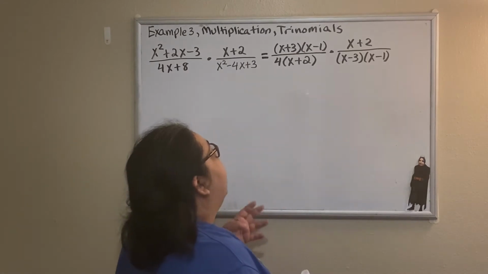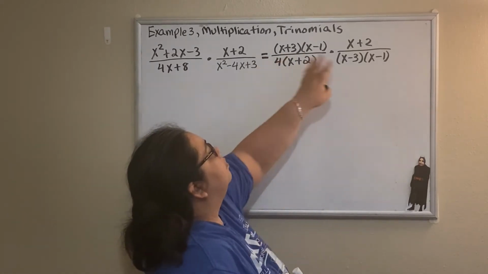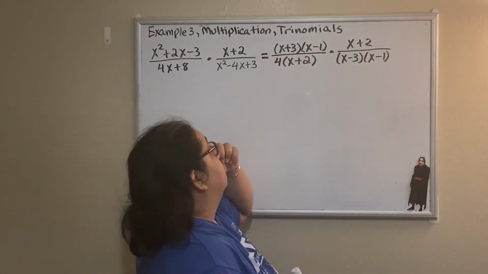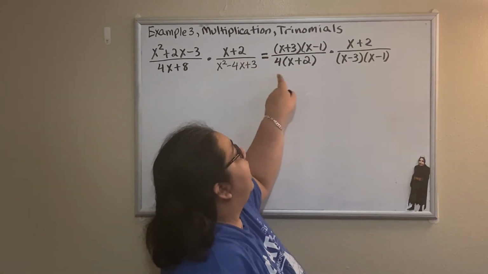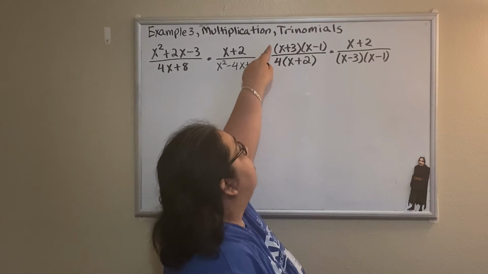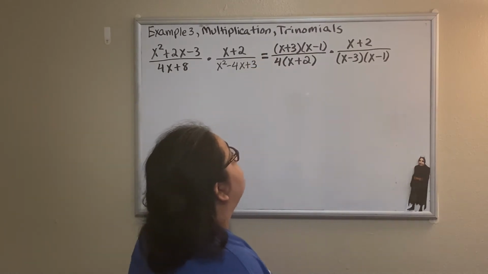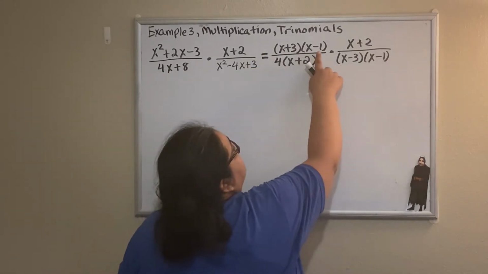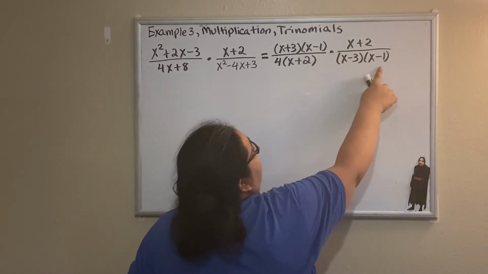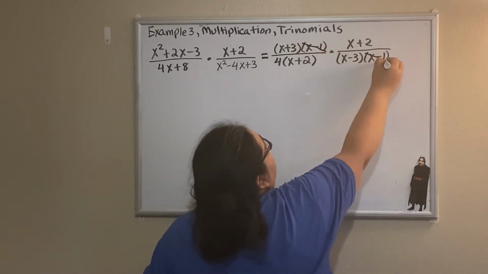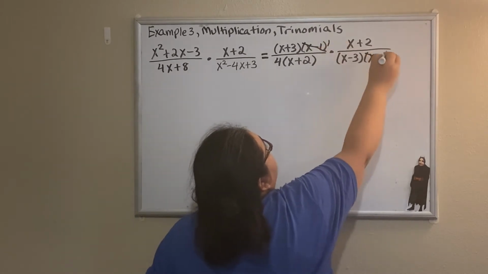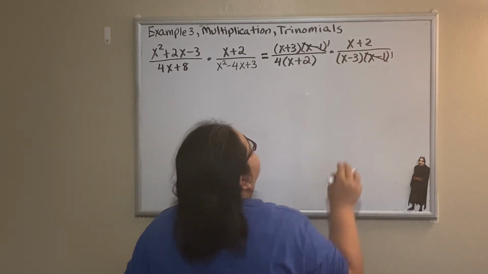And now, just like before, we reduce. We check where we can reduce. So here I have x plus 3, and notice there is no x plus 3 in the denominator, so x plus 3 does not reduce. Here I have an x minus 1, and here I have an x minus 1 in the denominator. So both of these are going to reduce. So I'm left with 1 here and with 1 here.